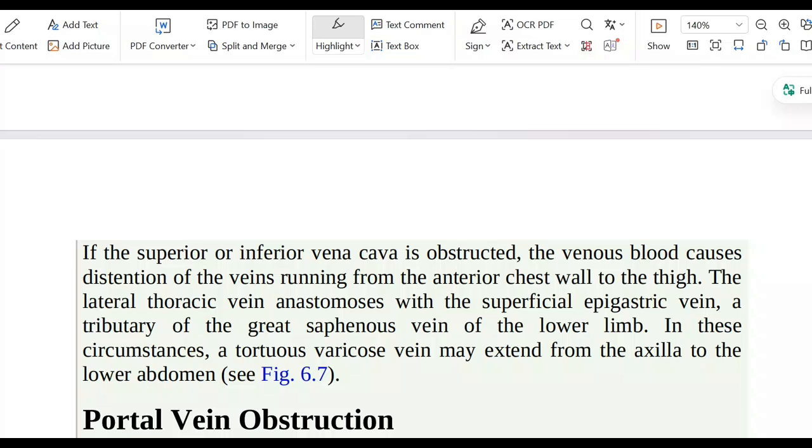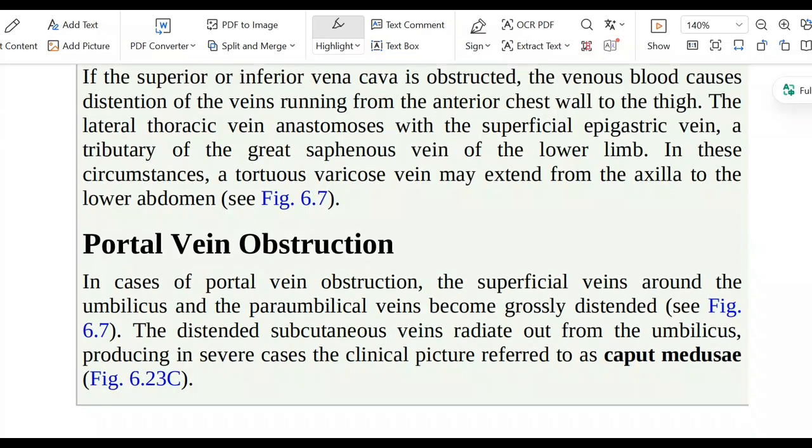Because it is the bridge between the superficial epigastric vein that is connected to the femoral vein or inferior vena cava, and the lateral thoracic vein that is connected to the axillary vein and the superior vena cava. So these veins form an important caval anastomosis. Think of it as connecting a road between two highways. Okay. Now the next clinical is about the portal vein obstruction, that is also called portal vein hypertension.